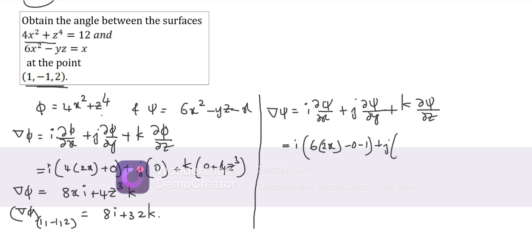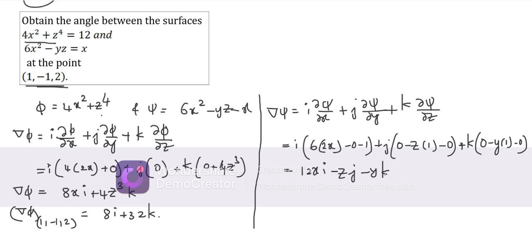So plus j into, we differentiate xi with respect to y, so x and z are constant. The differentiation of 6x square is 0, minus z into the differentiation of y, which is 1, and the differentiation of x is 0. So plus k into, we differentiate xi with respect to z, so x and y are constant. The differentiation of 6x square is 0, minus y is constant, the differentiation of z is 1, minus the differentiation of x is 0. So this is nothing but (12x minus 1) into i minus z into j, and minus y into k.